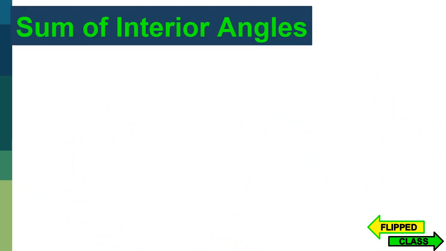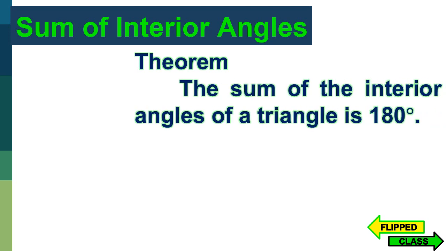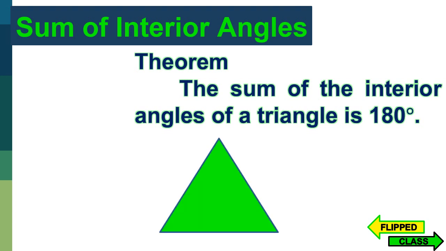Let's talk about the sum of interior angles. We already know what interior angles are. We need to determine now their sum. We have a theorem for this. The first one is for a triangle. It states that the sum of the interior angles of a triangle is 180 degrees.